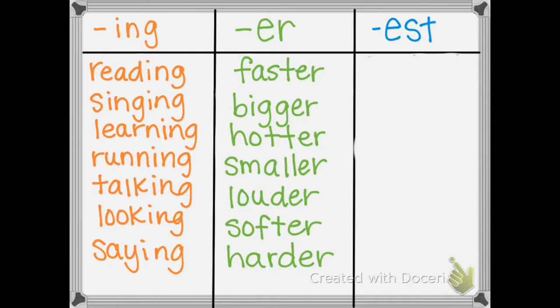So we're going to move on to the last column, which is the EST. Now, the words that I write in this column are going to be pretty much the same words as this middle column, but they're going to end in EST and they're going to compare. So if I can compare and say that you are faster, I could say that you are the fastest.